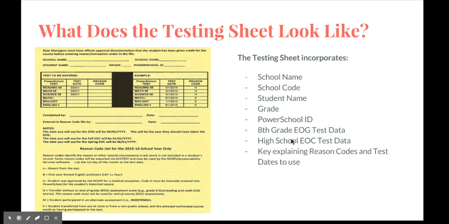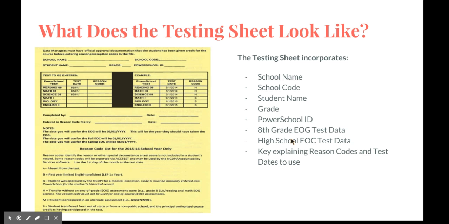As you can see on the screen on the left-hand side, this is an example of the actual North Carolina testing sheet. You can see that there is a spot for the school name, your school code, the student's name, the grade level they're in, and their PowerSchool ID. You will also see that there's a necessity for test dates and reason codes for your EOGs for 8th grade, which would be reading, math, and science, as well as your Math 1, Biology, and English 2 EOCs.